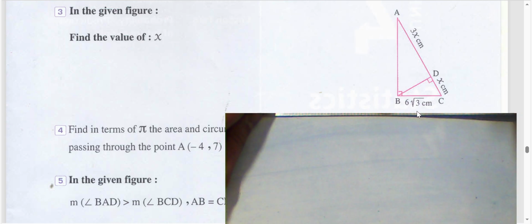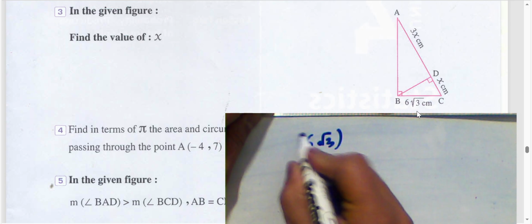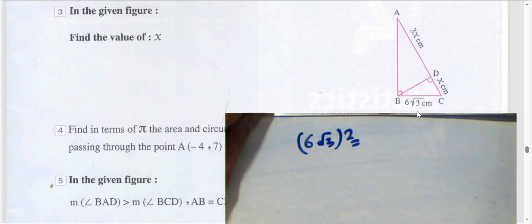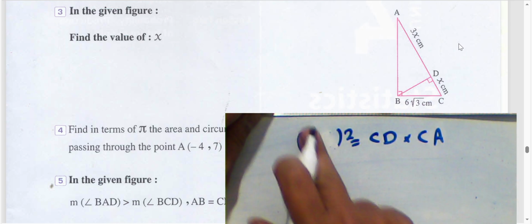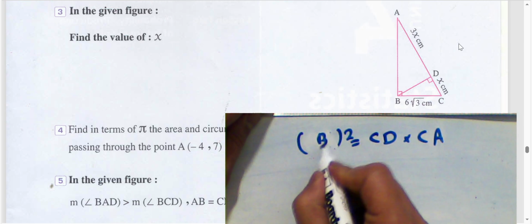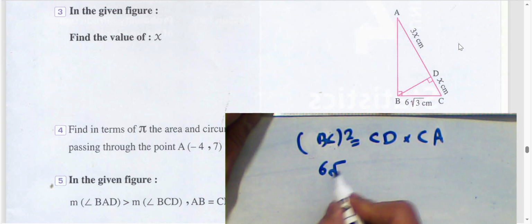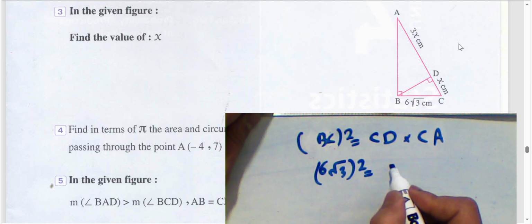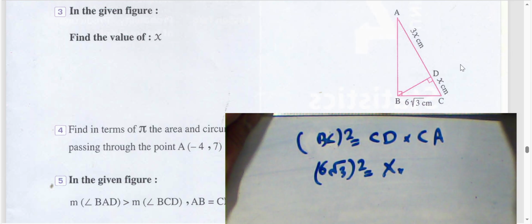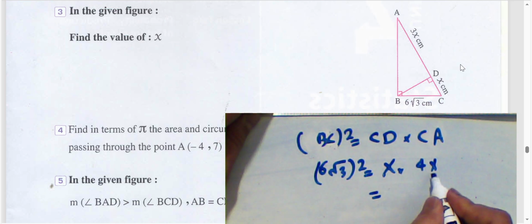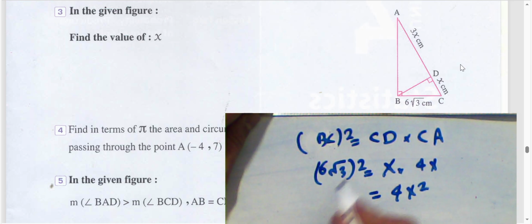Look at the 6 root 2, power 3, from Euclid's theorem: BC power 2 equals CD product by CA. It's the rule here. I will write BC power 2. BC power 2, write 6 root 3 power 2, equals CD, which is x, product by CA. From C to A, x plus 3x equals 4x. X times 4x will be 4x power 2. 6 power 2 is 36 product by 3. Then 4x power 2 equals 3 times 36.